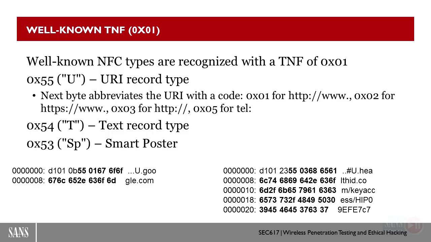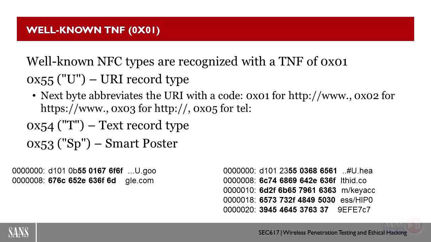In this case, our TNF of well-known at 55 for a URI. We're telling it that the next shortcut is 03, so we're prefacing healthid.com with http://. Wait, we're accessing health data over HTTP? Wait, wouldn't it be better if we had used 02, HTTPS? Oh, well, this one has https://www period in front of it. Oh, maybe not so much. All right, so that's the one on the right.